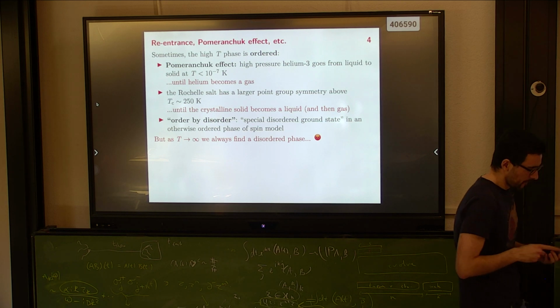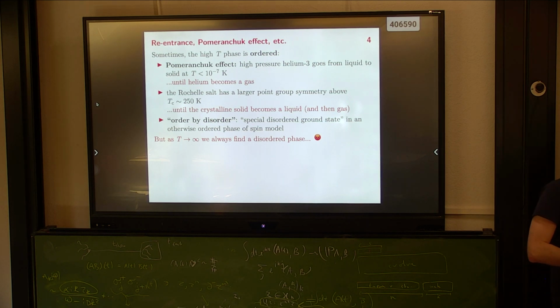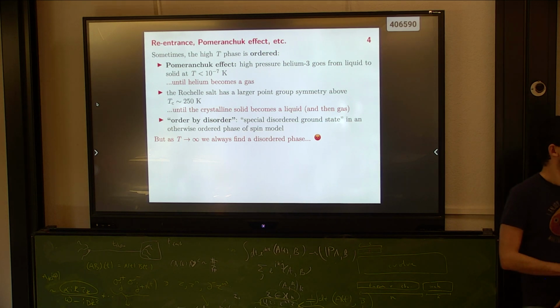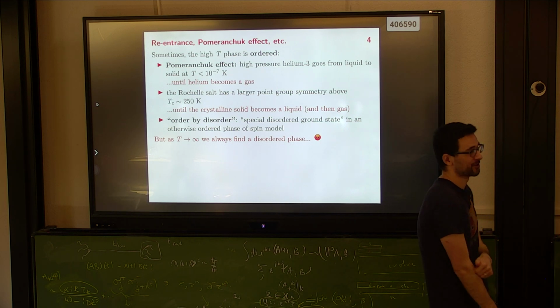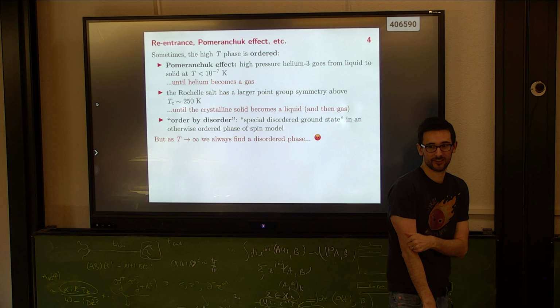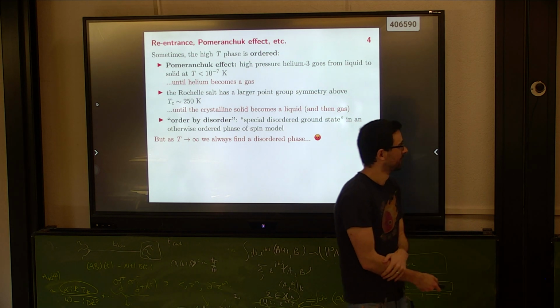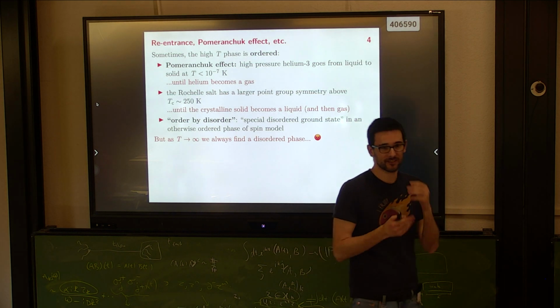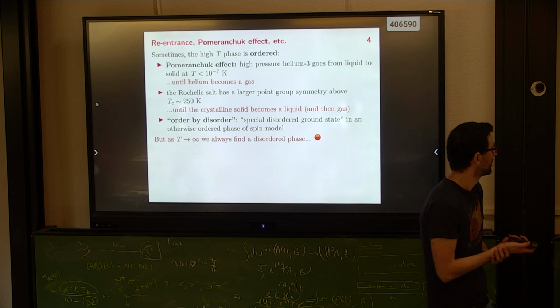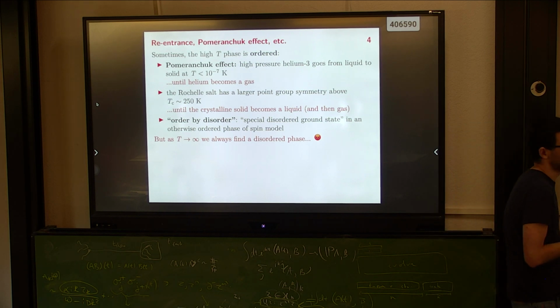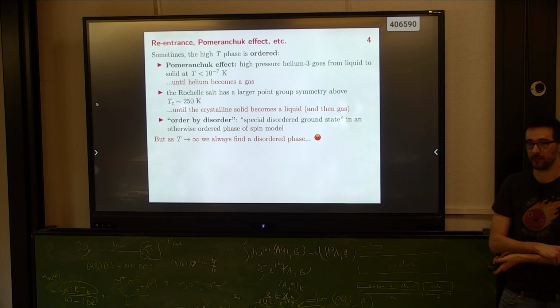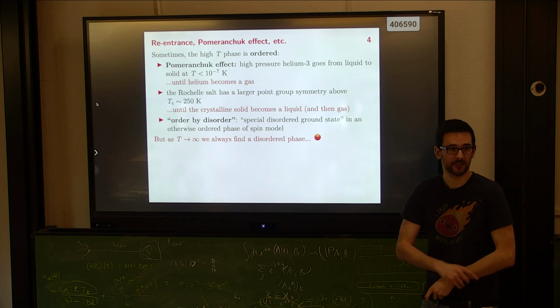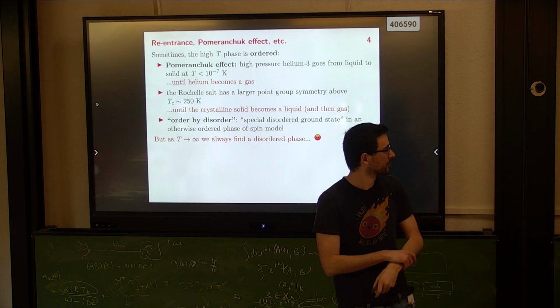Okay. And in all of these examples, this is manifestly a transient effect. Liquid helium eventually becomes a gas if you heat it to high enough temperature. The Rochelle salt will also be a gas if you heat it to high enough temperature. And in any spin model, as I'll show in a few minutes, there are simple theorems that guarantee that you never order at high enough temperature at least.